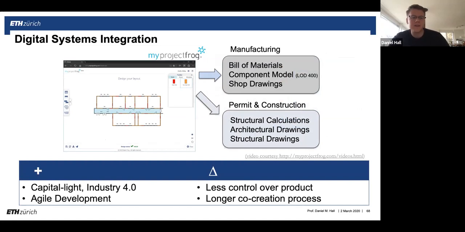Now this has the benefit that it's very capital light. So Project Frog has really kind of embraced this, and while they still do implement their own buildings, they're trying to be more and more kind of the software provider, the digital systems integration, the software side of things, and not just the building developer, because they find that that's more scalable. And it's very agile development.